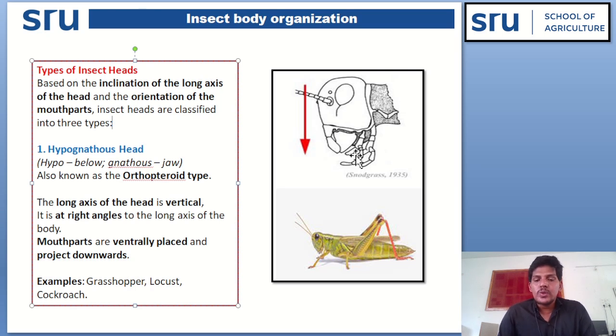This is also known as the orthopteroid type head. Why? Because it is mostly present in Orthoptera order insects such as grasshopper, locust, cricket, and mole cricket.